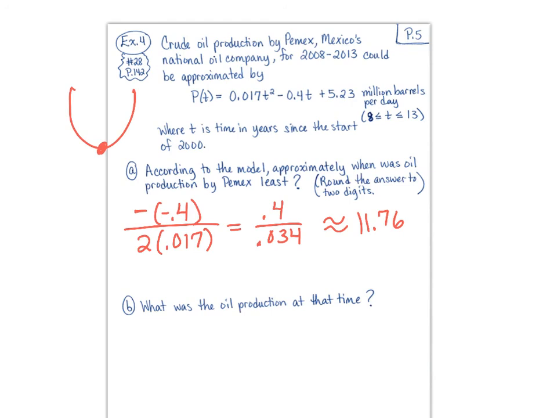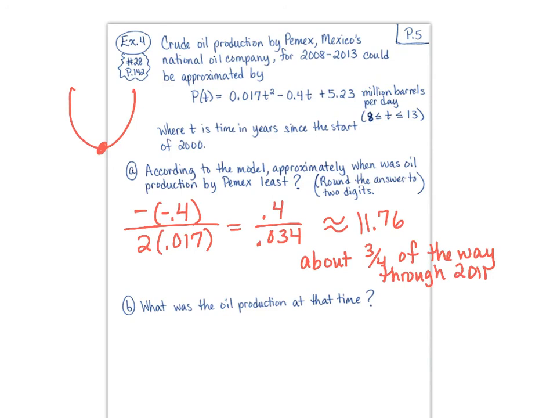To interpret that, according to the model, approximately when was oil production by Pemex least? 2012. Not quite. Because it's 11.76, when you're talking about years, it's 2011, but about 3/4 of the way through 2011. So good, about 3/4 of the way through 2011.